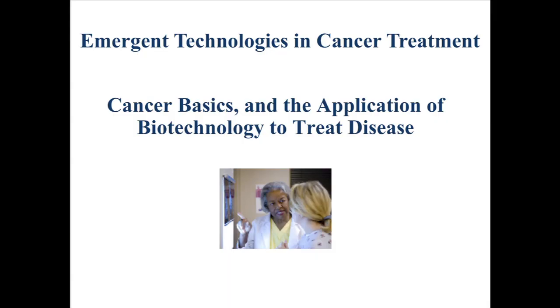We have already examined cancer basics, but now we want to turn our attention to the application of biotechnologies as they relate to treating the various diseases of cancer. Will there be a cure for cancer? Not one, but many. And owing to the fact that cancer is not one disease, but many, and caused by the many functions that we've already described.